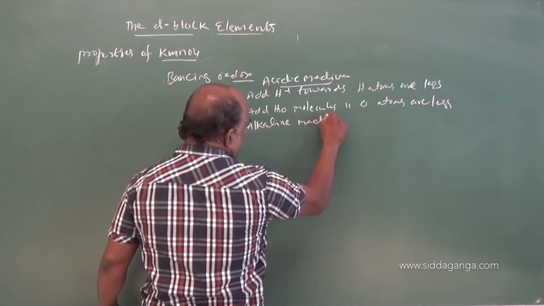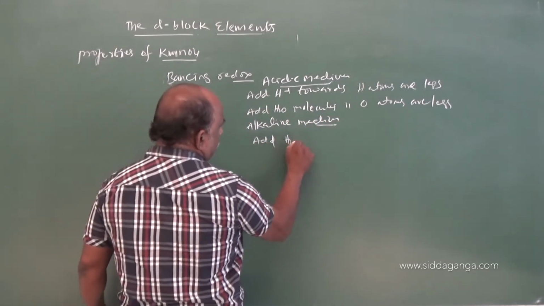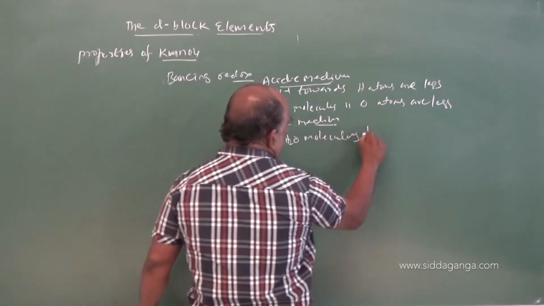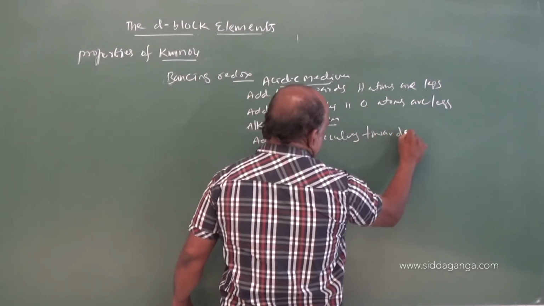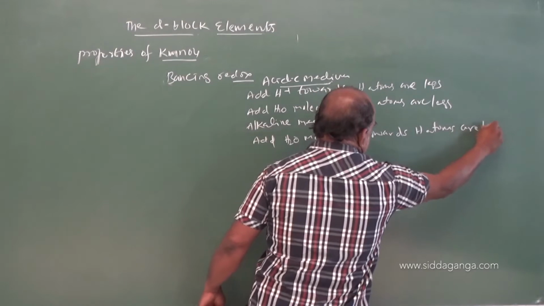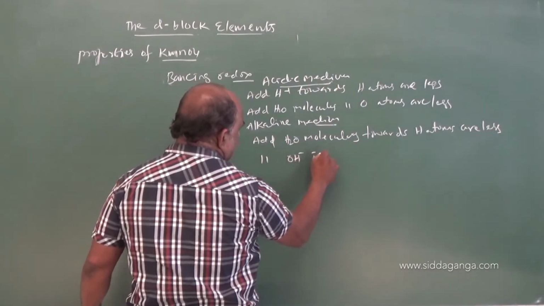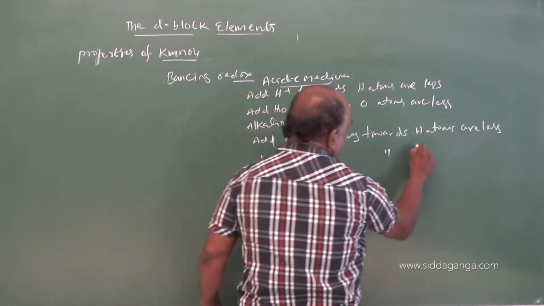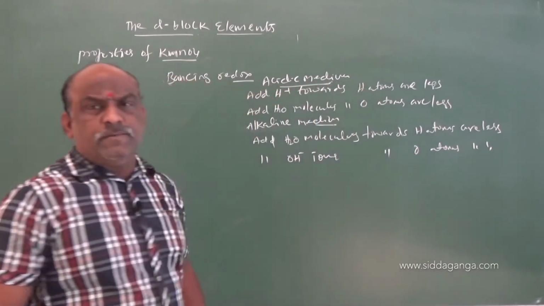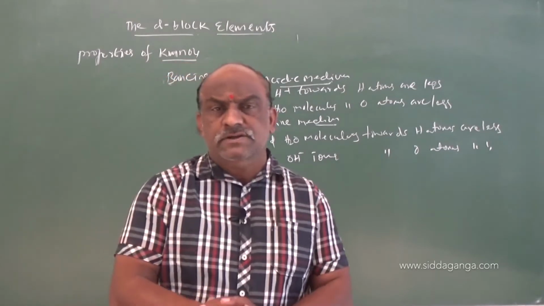What to do? Add water molecules towards the side where H atoms are fewer, and add OH minus ions towards the side where O atoms are fewer. Keep these points in your mind, then balancing is very easy. Without these points, balancing is very difficult.